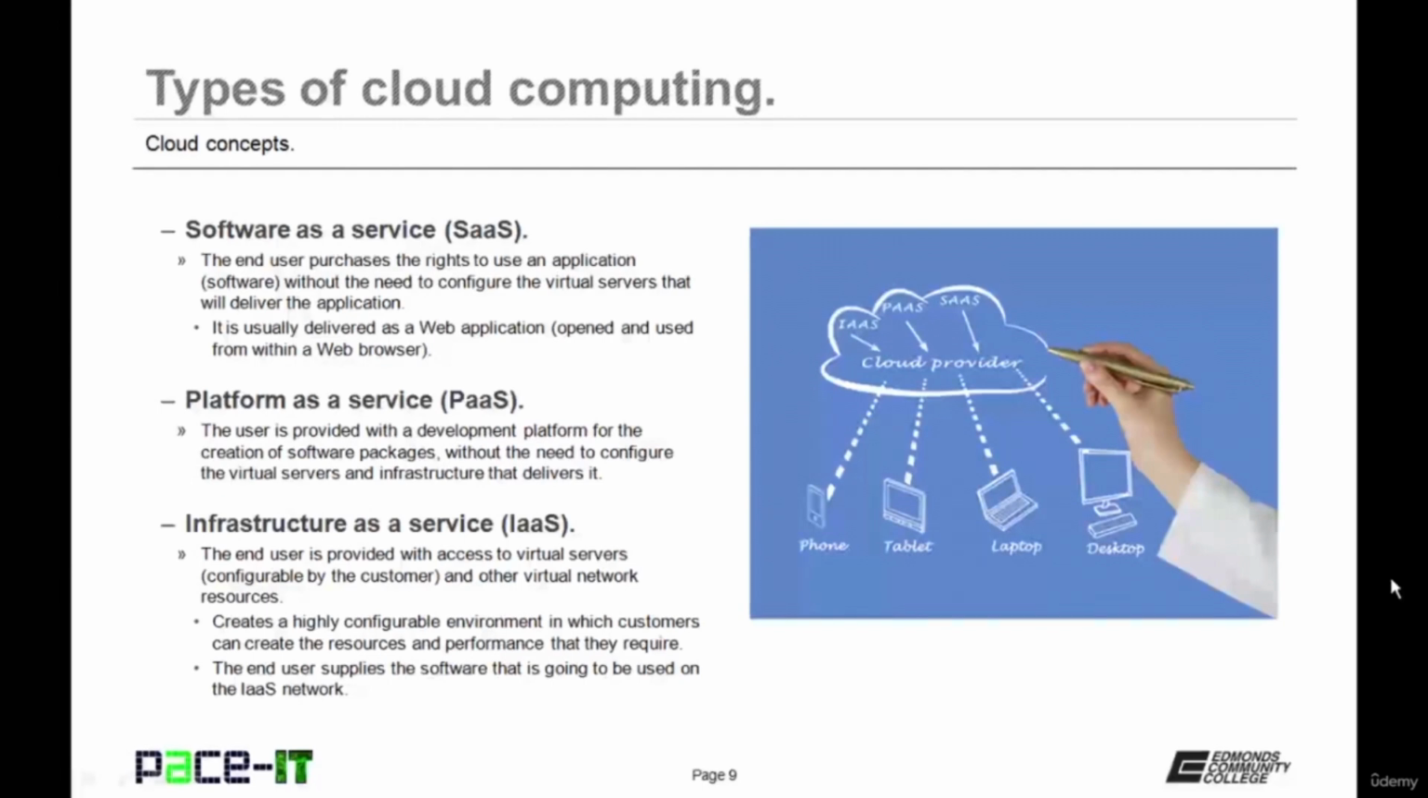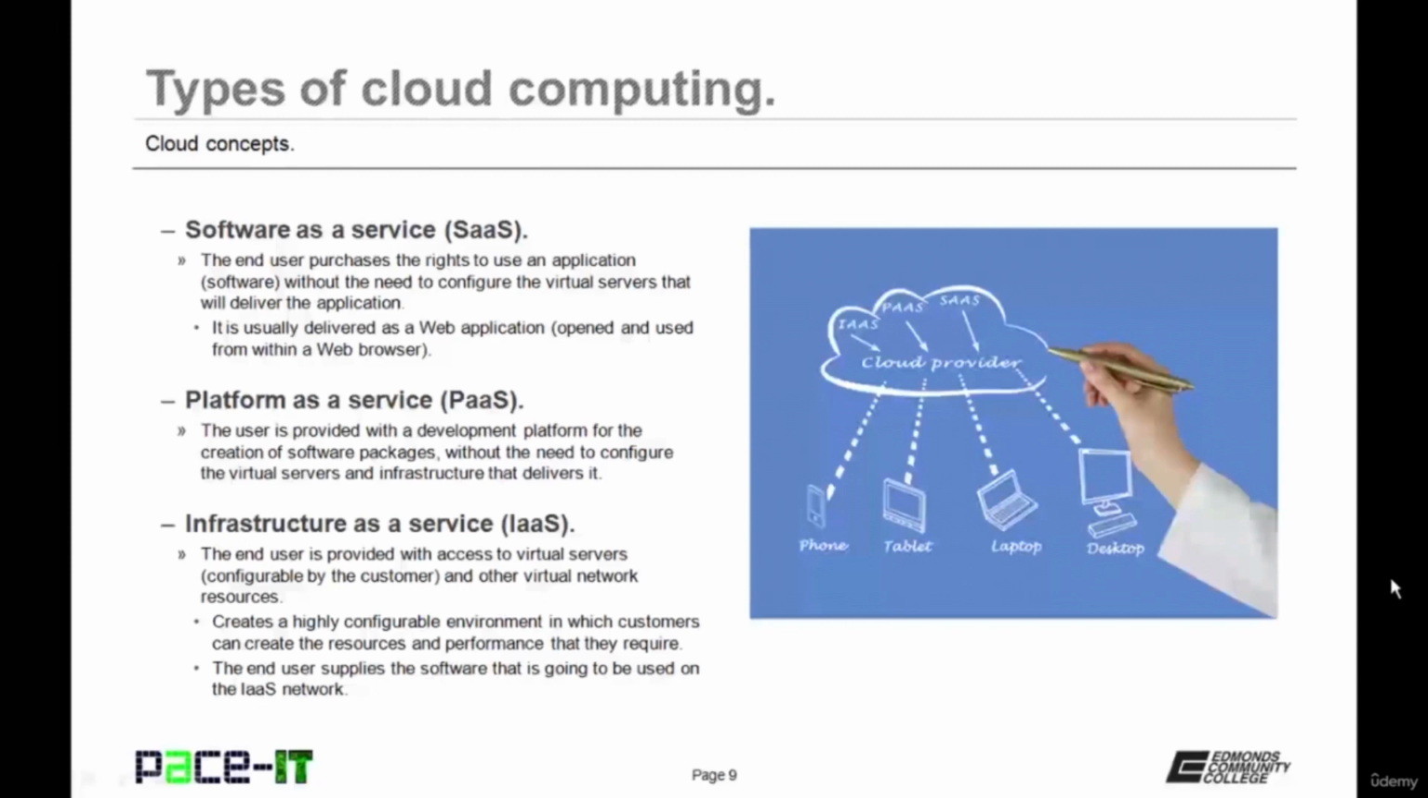Well, there's software as a service, or SaaS. The end user purchases the rights to use an application, think piece of software, without the need to configure the virtual servers that will deliver the application. Software as a service is usually delivered as a web application. It's opened and used from within a web browser.